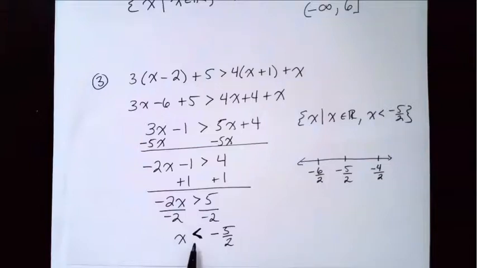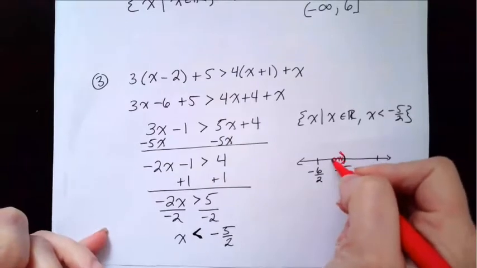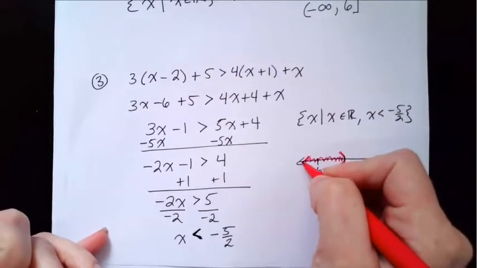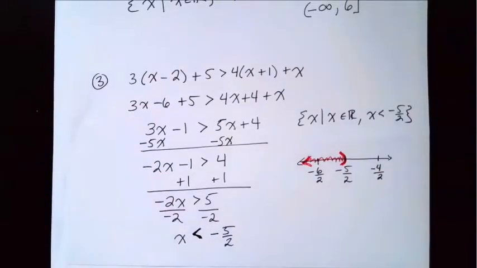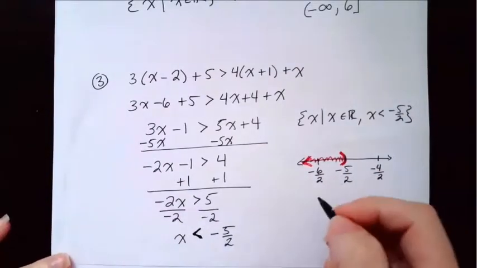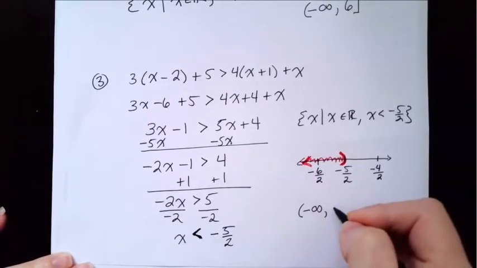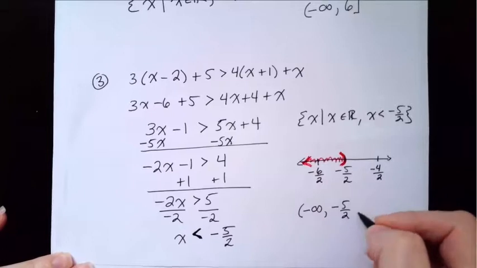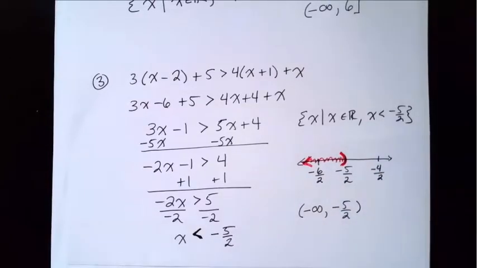All right, so that fraction is not included, so I will use parentheses, and I want values that are less than it. So parentheses here, shading to the left. My shading is going to keep going, parentheses, and my interval goes from negative infinity with parentheses around it to negative 5 halves. Negative 5 halves is not included, so I'm using parentheses there.